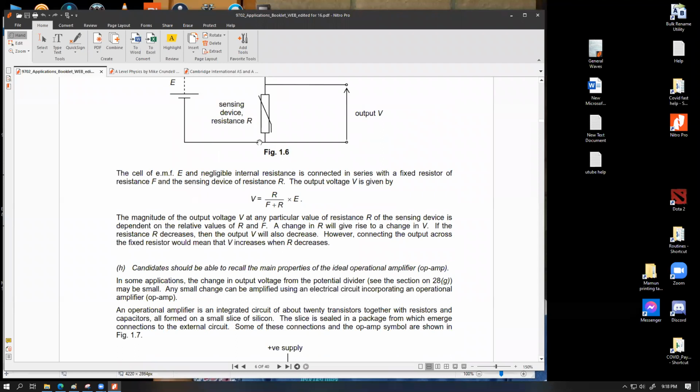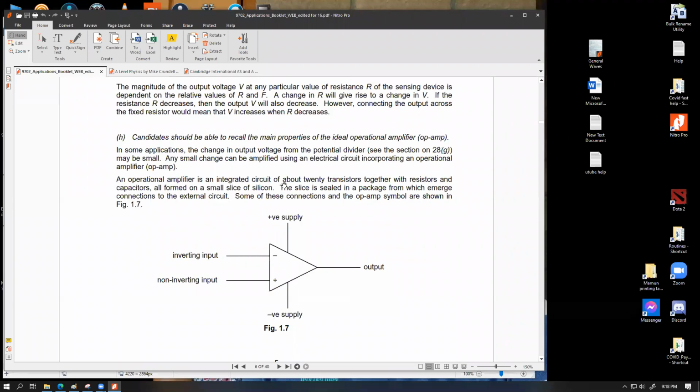So we're going to be seeing a lot of this potential divider circuit in a lot of the upcoming figures, in a lot of orientations as well. So orientation is going to be a challenging part for us to make sense of it.